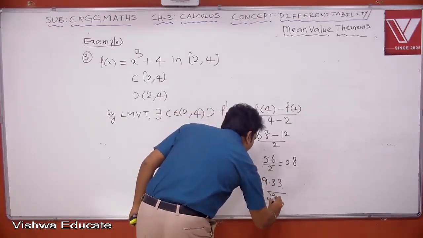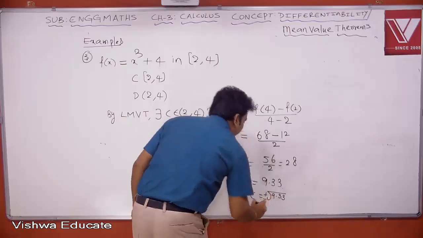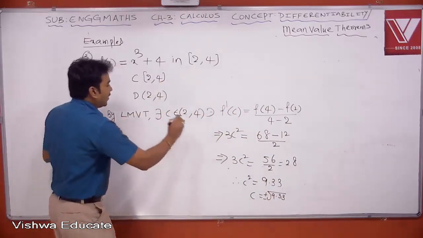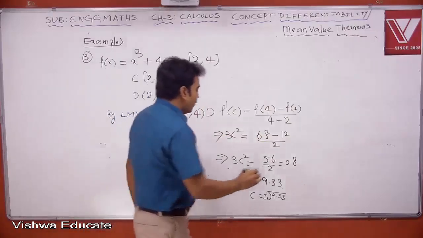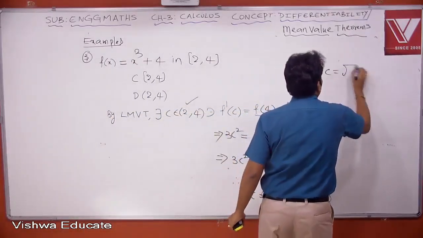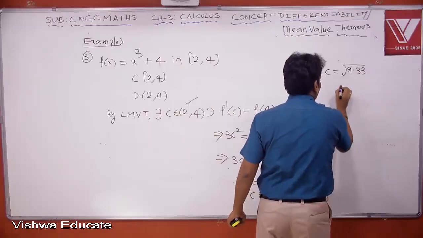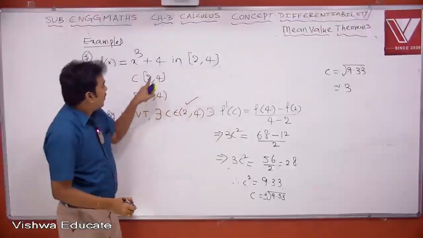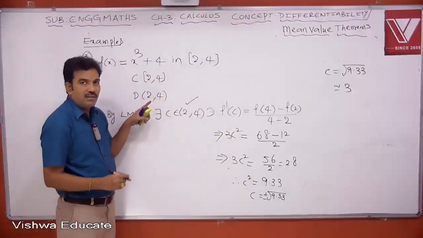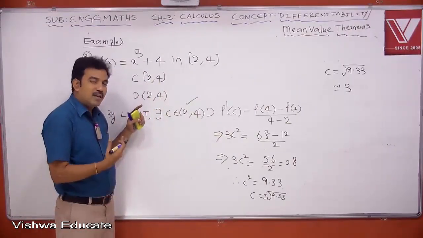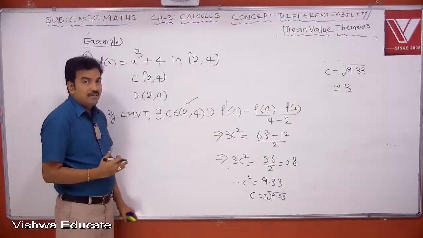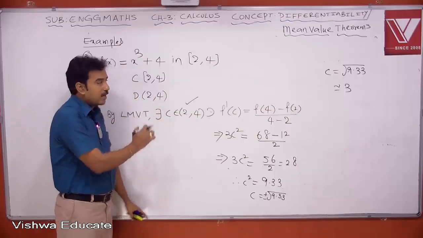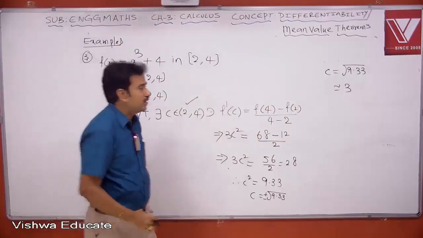So c equal to plus or minus square root of 9.33. We get two values, one with plus, another with minus. But negative values should not be there in open interval 2 comma 4. Therefore, C value must be the square root of 9.33, which is approximately 3. You can see C value is almost close to the mean of this interval. So even if you take any polynomial expression, even any general trigonometric function, you need not get C equal to the mean value, but C will be very close to the mean value. Okay. So this is the proof.